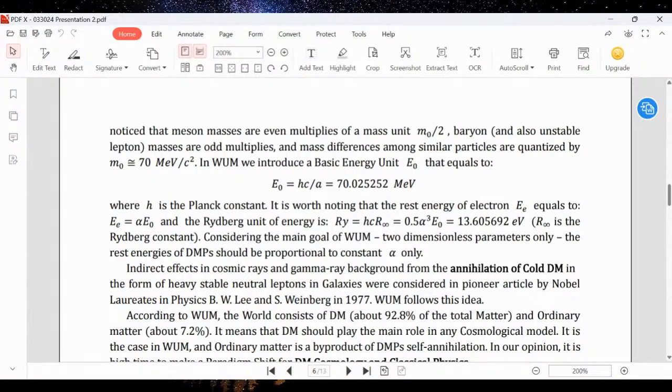It is worth noting that the rest energy of the electron equals alpha E0, and the Rydberg unit of energy equals half alpha cubed E0. R is the Rydberg constant. Considering the main goal of two dimensionless parameters only, the rest energies of dark matter particles should be proportional to the constant alpha only.